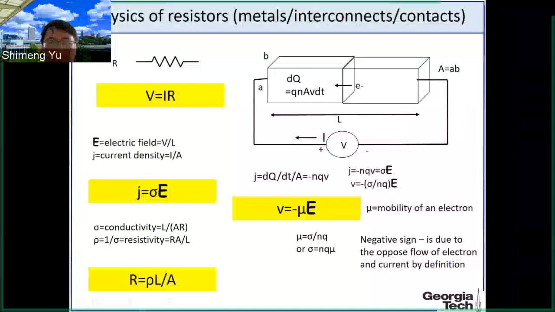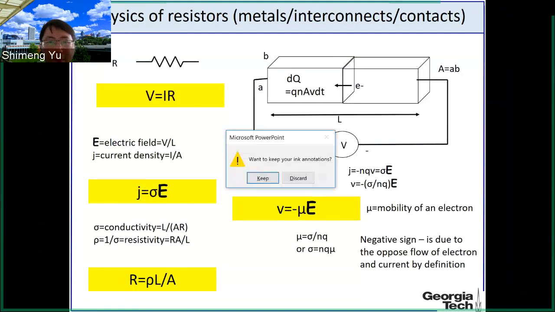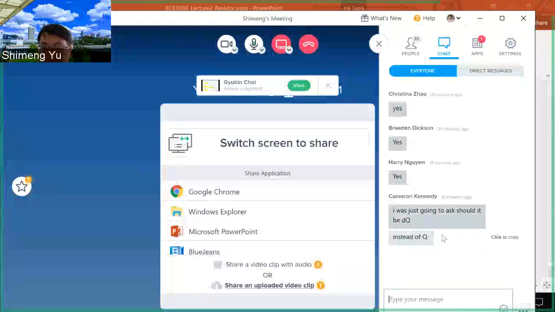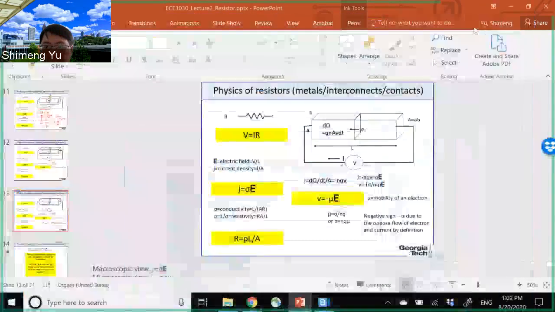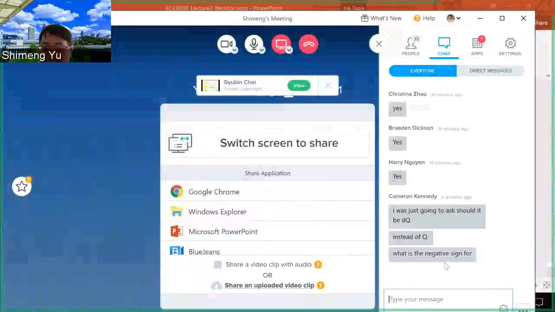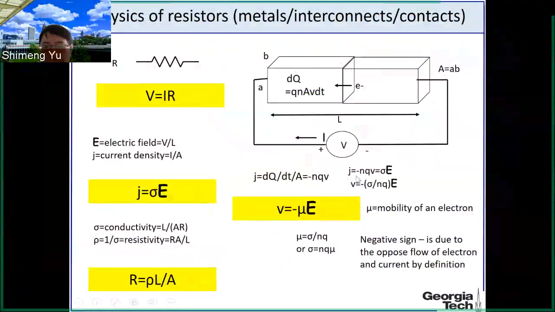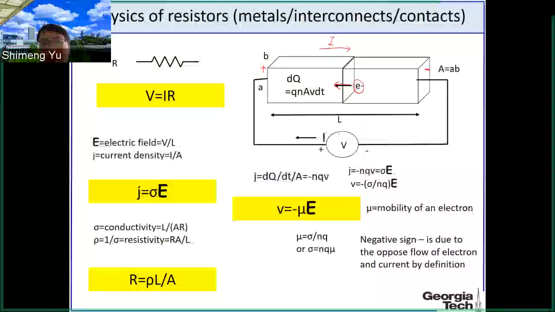All right, I want to stop here and ask if there are any questions during this derivation. Okay, so the dq, we consider the short period of time, so the charge to be dq. Oh, one more. What is the negative sign for? Okay, so the current flow is in the opposite direction to the electron flow, so the velocity will carry a negative sign. Let's say if you have positive voltage on the left side and negative voltage on the right side, the current by definition is from left to right, but the electron is moving from right to left, so you have a negative sign.